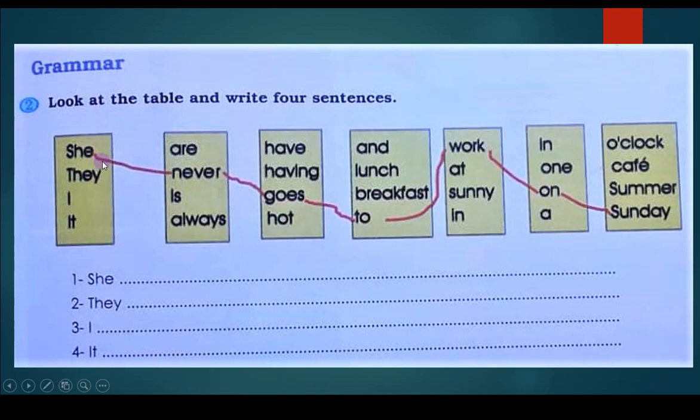We have an example here. For example, she never goes to work on Sunday. We form our sentence here with the subject she, never as an adverbial, then the verb goes, to work, on Sunday. So that one is done, we have answered it. Now: they, I and it.